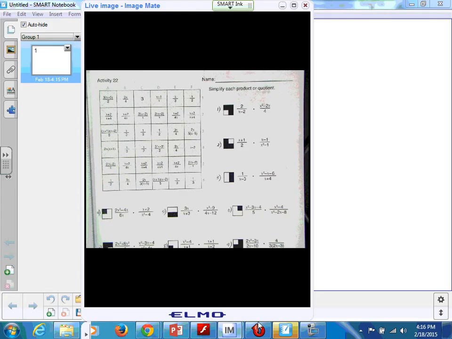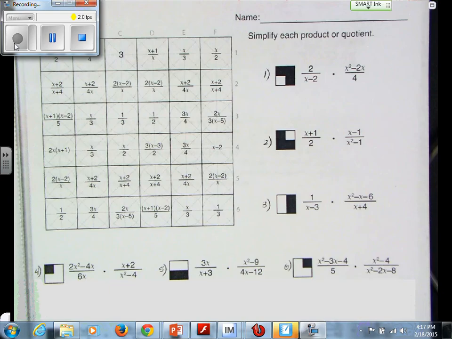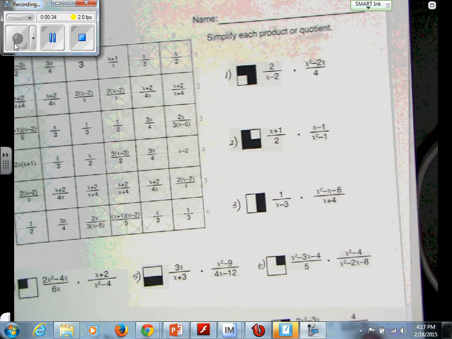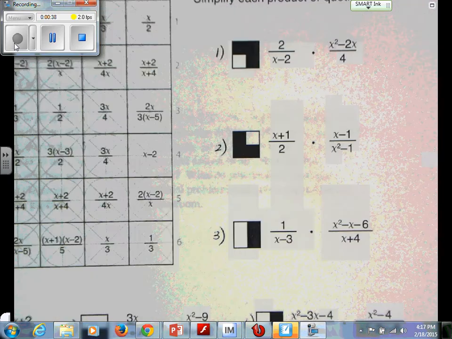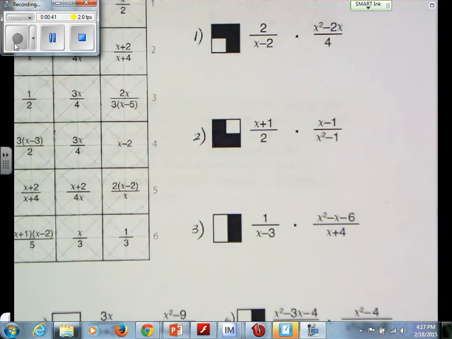If you guys will take out your handout. So we're just going to go in order. We're going to solve each problem at a time. You might need a separate sheet of paper because you run out of space right away. And I'm going to try to write small.